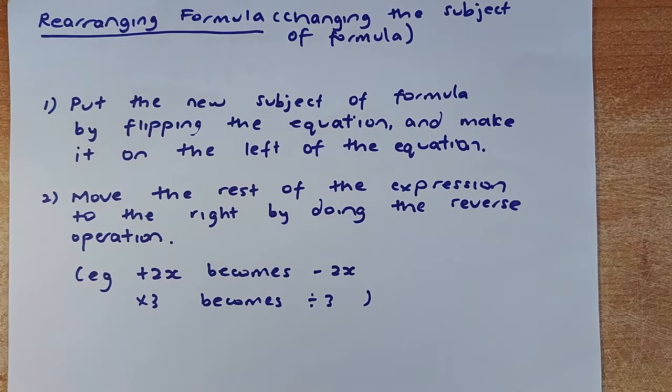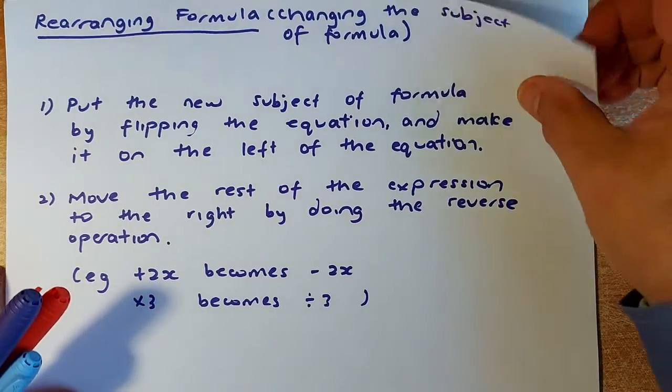So the idea of rearranging a formula is simple. You are going to put the new subject of the formula on the left. You do that by flipping the equation, and then you move the rest of the equation to the right. To do that, you need to do the reverse. If it is plus 3x, you minus 3x. If it is times 3, you divide by 3. Okay, we shall look at some examples.